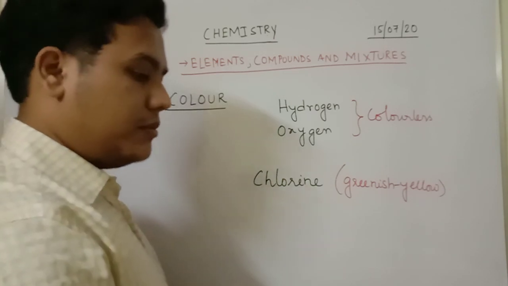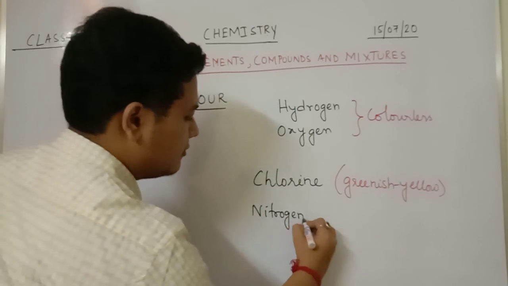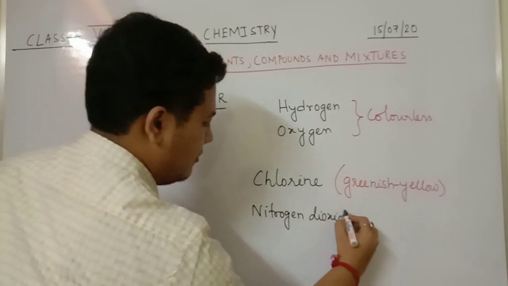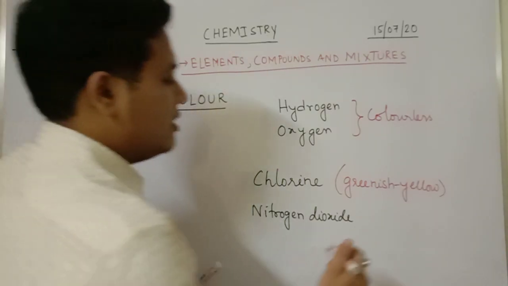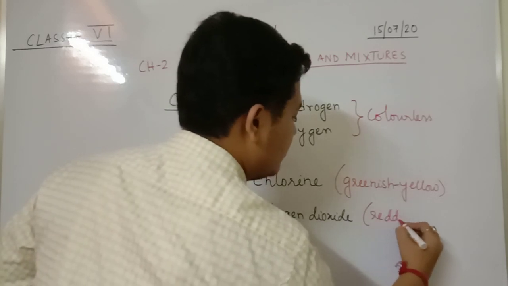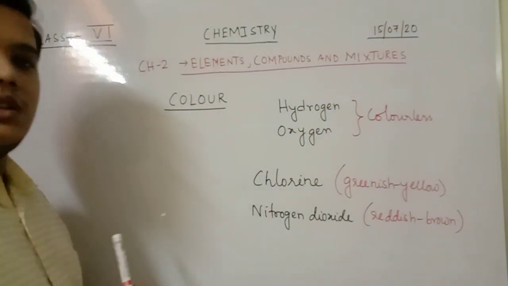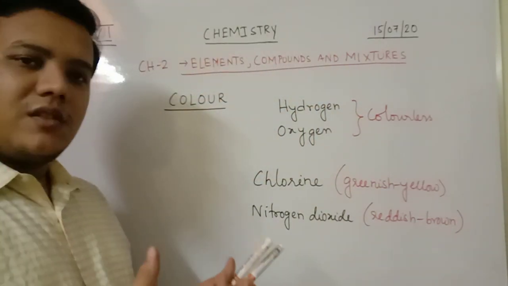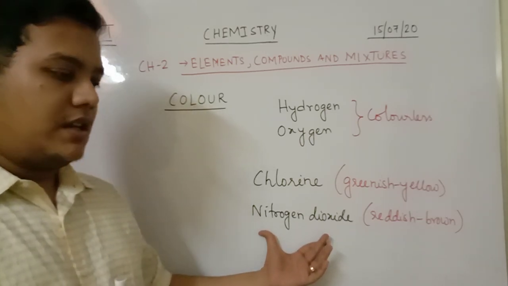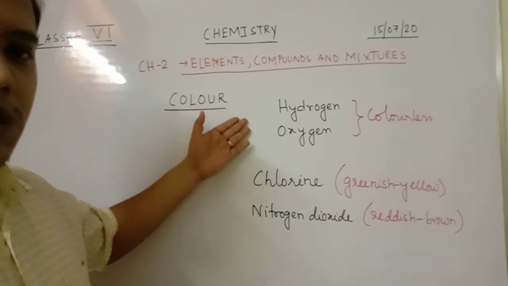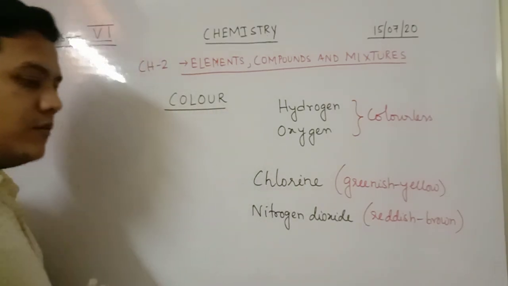If I give you another example, suppose nitrogen dioxide. This is also a colored gas. Can you tell me what is the color of that? Its color is reddish brown. The color of nitrogen dioxide is reddish brown. If you mix red and brown together, the color which you get is the color of nitrogen dioxide. So there are various gases which are colorless and there are various gases which have color. Next property, we are coming to the odor.